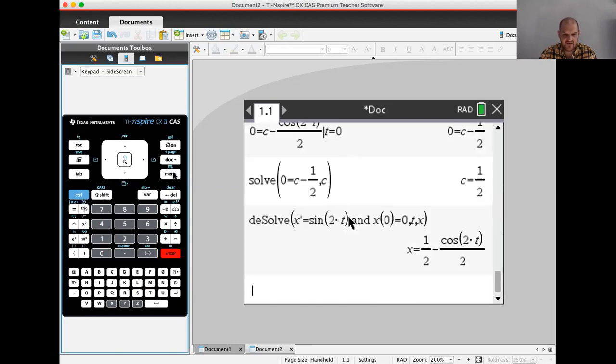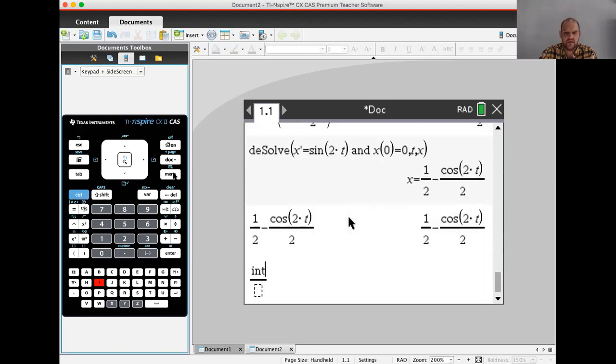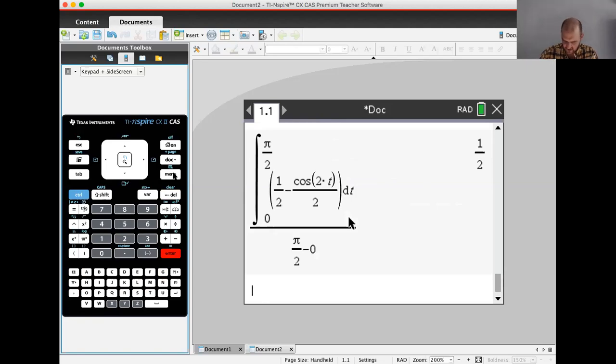And then the average value is going to be, let me just get this. Hold on. There. Okay, I'm going to do the integral of the answer with respect to t from 0 to pi over 2, over pi over 2 minus 0. And we get 1/2. So I think we got it all right.